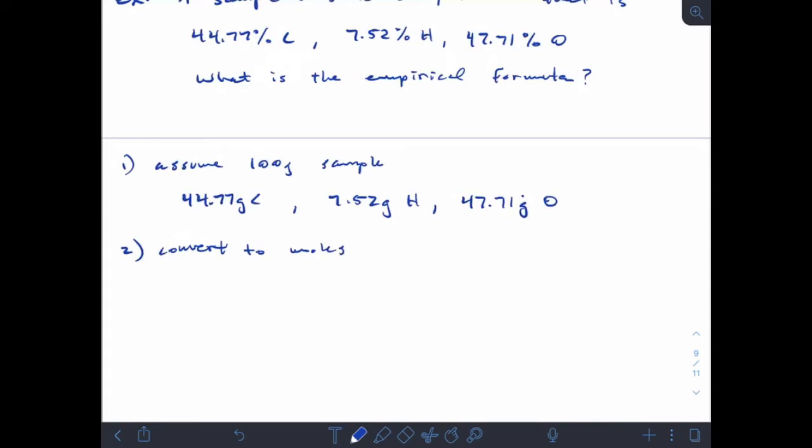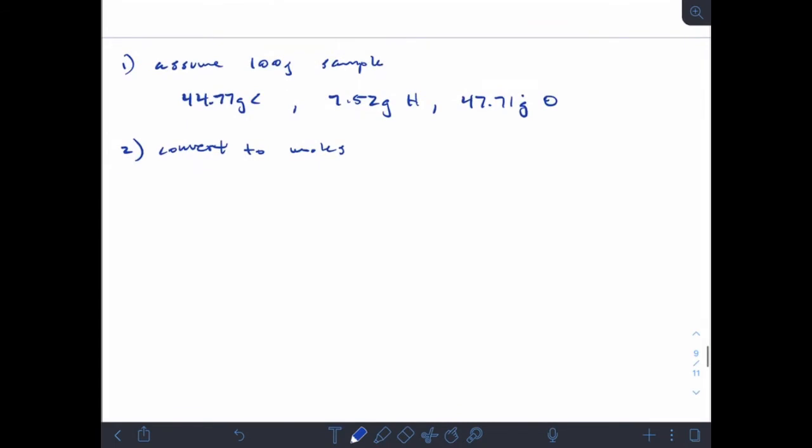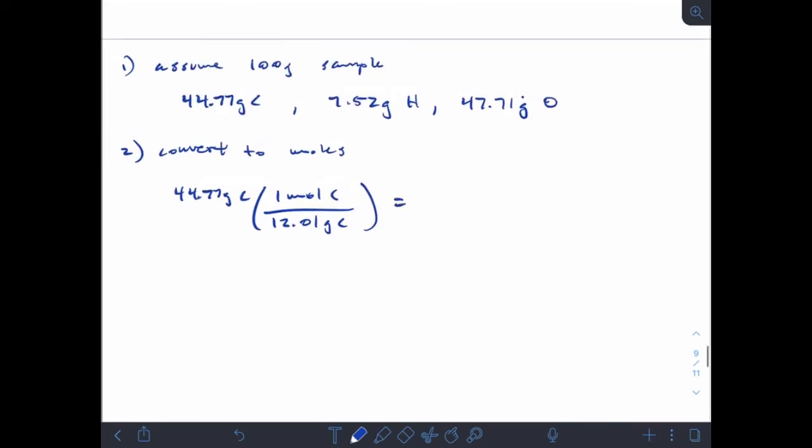All right, so we use molar mass as a conversion to convert everything to moles. So if I have 44.77 grams of carbon, and 1 mole of carbon is 12.01 grams of carbon. Okay, remember that molar mass, that grams per mole, is a conversion factor. So if I start with grams, I can just put grams on bottom. No harm, no foul. My grams will cancel out, giving me 3.727 moles of carbon.